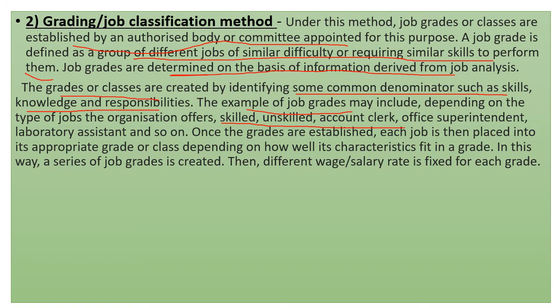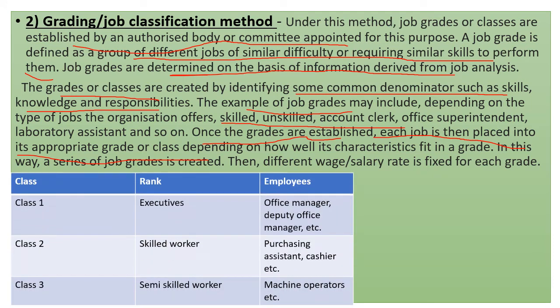At first, the grades are established, the different grades like skilled, unskilled, office superintendent. Each job is then placed in its appropriate grade or class depending on how well its characteristics fit the grade. For office superintendent, it can be manager, supervisor, deputy manager, like that. These are the jobs which are put into the grades. Thus, different wage salaries are fixed for each grade.